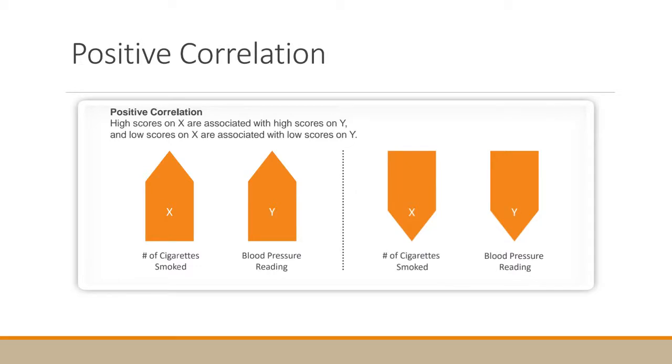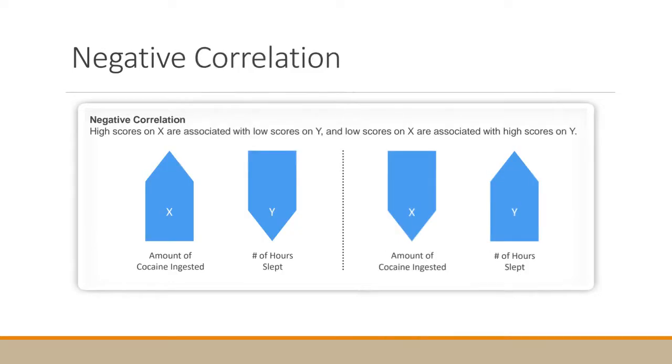So positive correlation, we said high scores on X are associated with high scores on Y, low scores on X associated with low scores on Y. Positively correlated: number of cigarettes smoked, blood pressure increases. Less cigarettes smoked, blood pressure decreases. So that's a positive correlation.